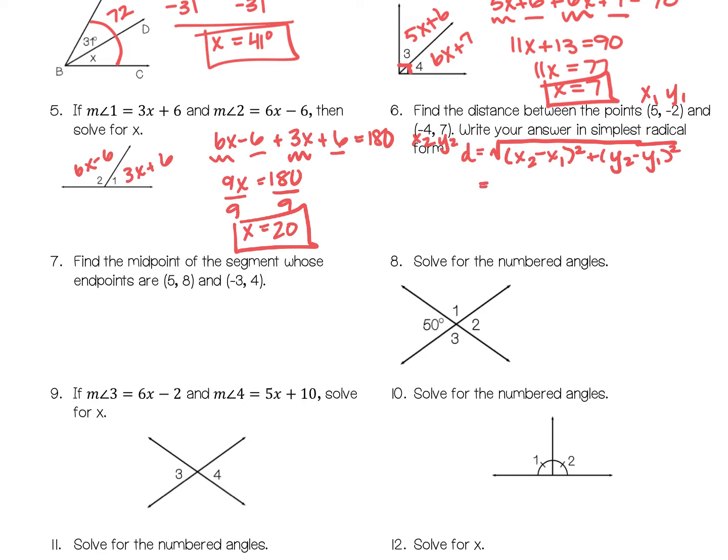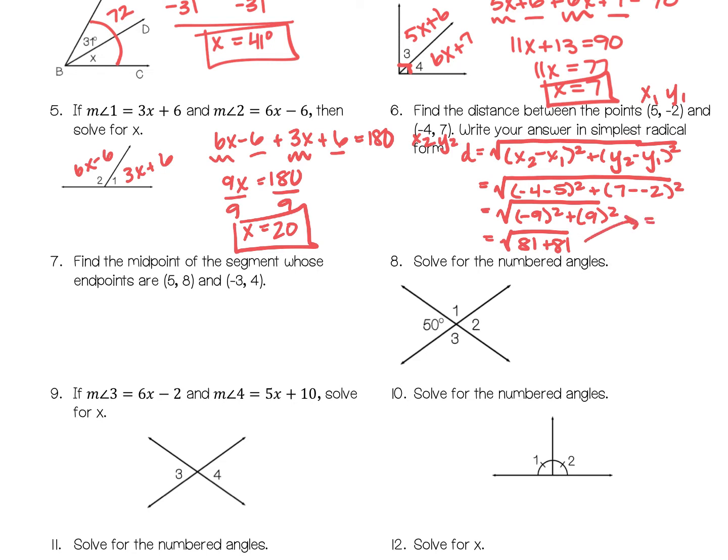So substituting those values in, we get negative 4 minus 5 squared plus 7 minus negative 2 squared. That gives us negative 9 squared plus 9 squared, which is 81 plus 81. And that is 162.